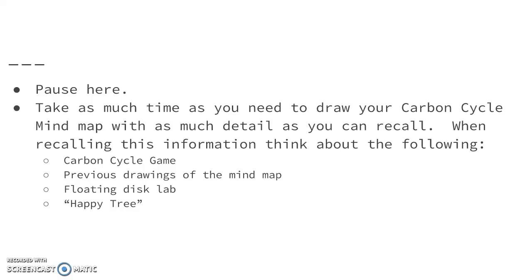For example, a lot of times carbon is released into the atmosphere by animals breathing it out in the form of carbon dioxide, possibly also humans. So again, go ahead and hit that pause button. Pause here, take absolutely as much time as you need to draw your carbon cycle mind map.